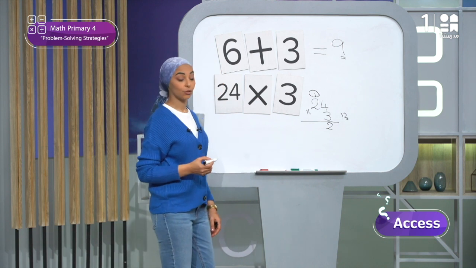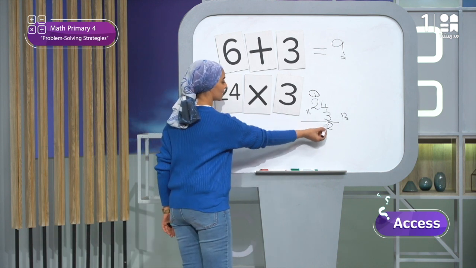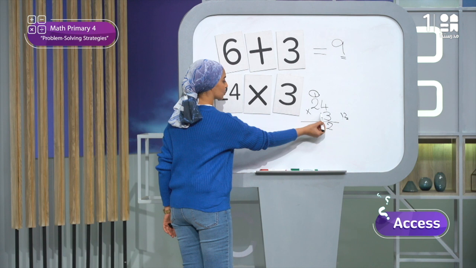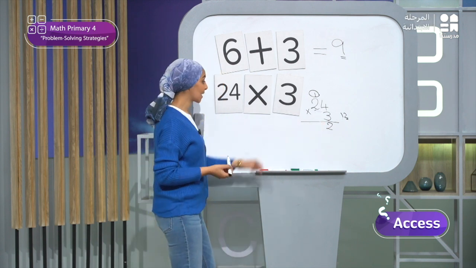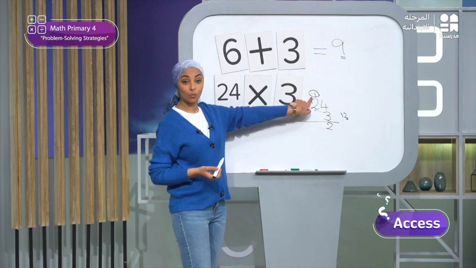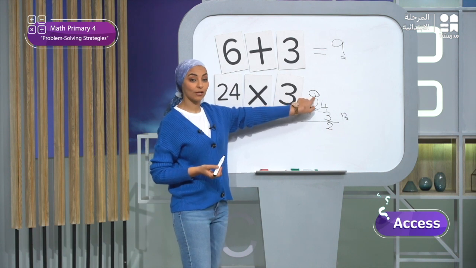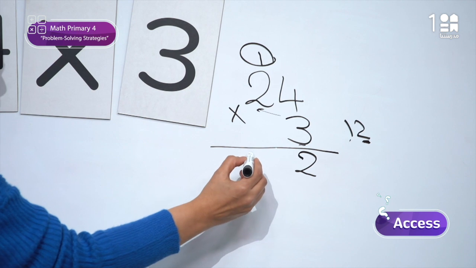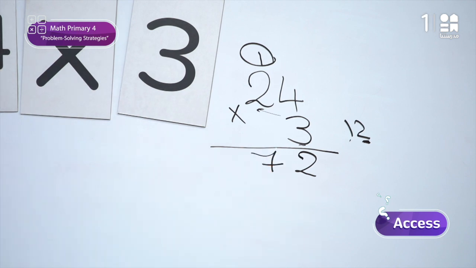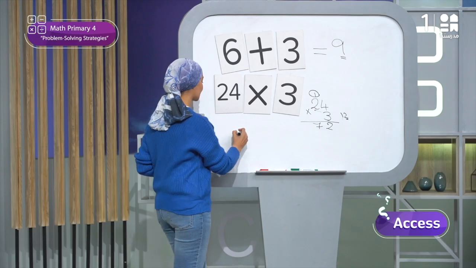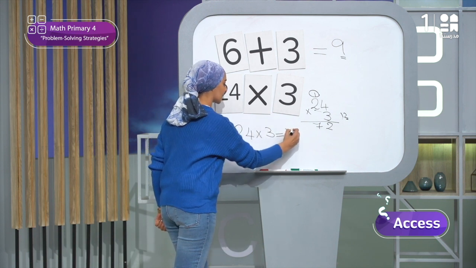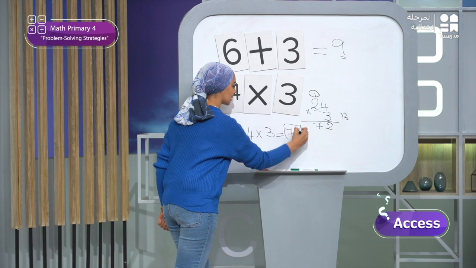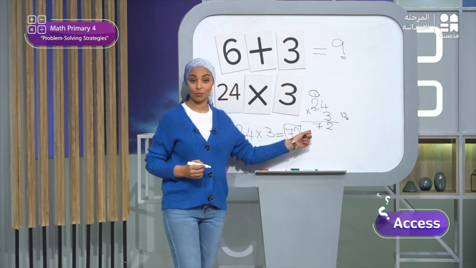Then, what should I do? Of course, I will multiply 3 by the tens. So, 3 times 2 equals what? 3 times 2 equals 6. And don't forget to add the 1. So, 6 plus 1 equals 7, so the answer is 72. That means 24 times 3 equals what? Equals 72. And this is the standard algorithm way.